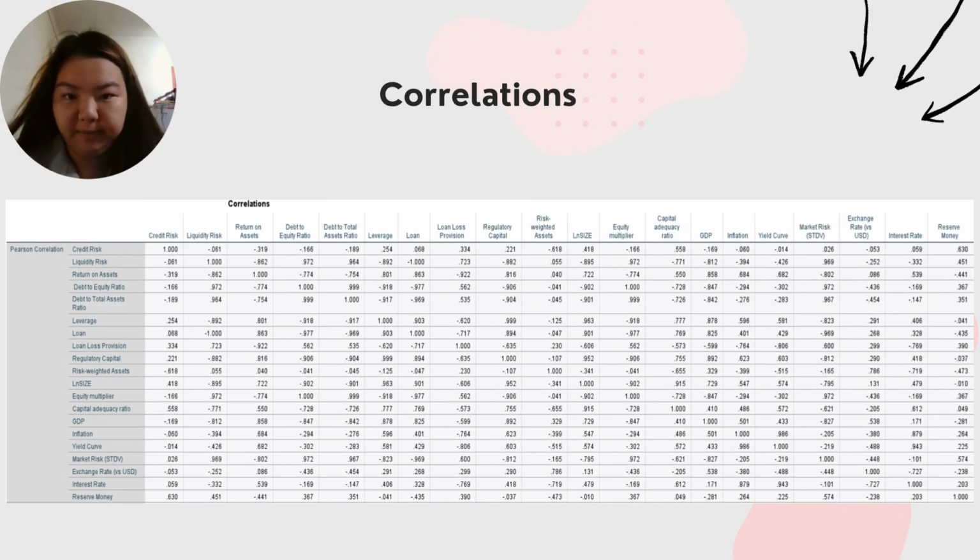Based on the correlation tables, there are 19 independent variables, and only 9 are positively correlated with credit risk, which are leverage ratio, loan loss provision, regulated capital, firm size, capital adequacy ratio, market risk, interest rate, and reserve money. The rest of the independent variables, such as liquidity risk, return on assets, debt to equity ratio, debt to total assets ratio, risk weighted asset, equity multiplier, GDP, inflation, yield curve, and exchange rate, are negatively correlated with credit risk.